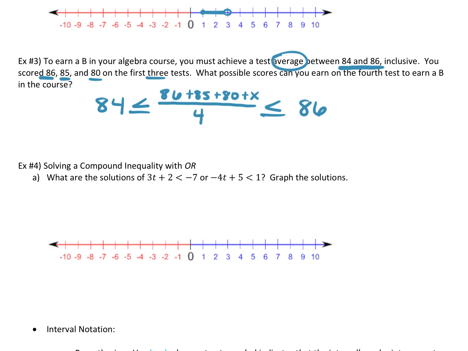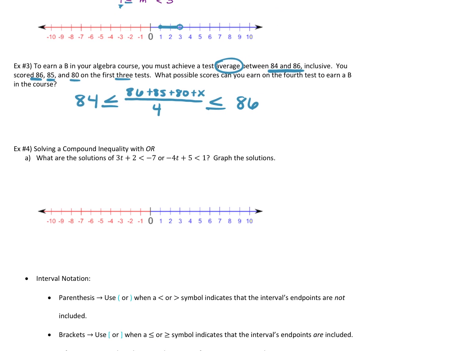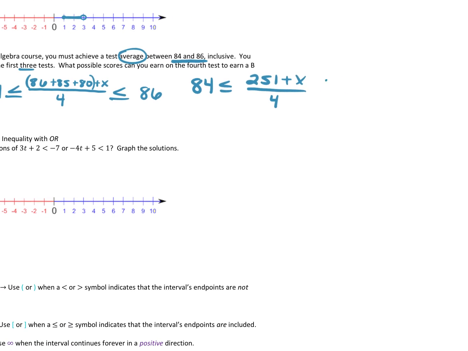Okay, so it looks like this. We want to solve for what X is. So here's what we're going to do. First thing I'm going to do is I'm going to simplify all of this. So 86 plus 85 plus 80 is 251. So 84 is less than or equal to 251 plus X divided by 4, which is less than or equal to 86.